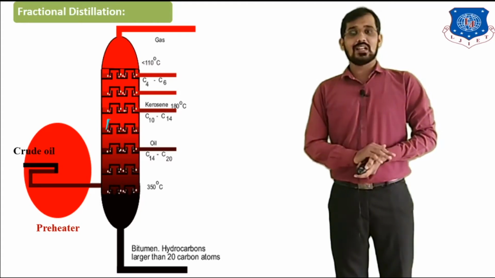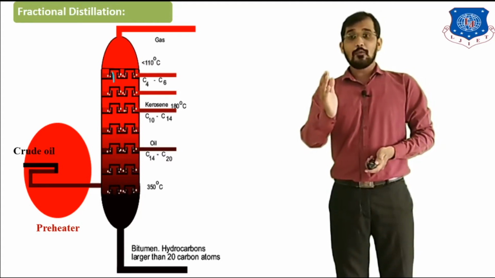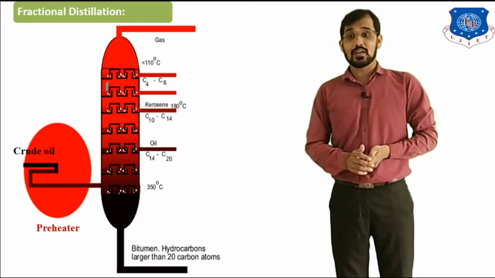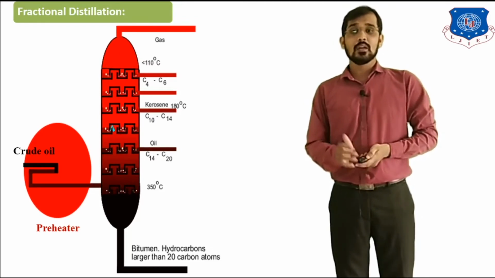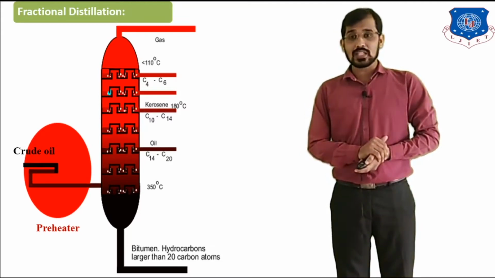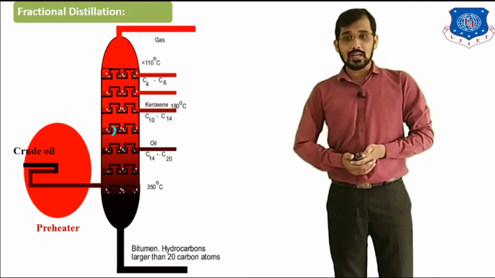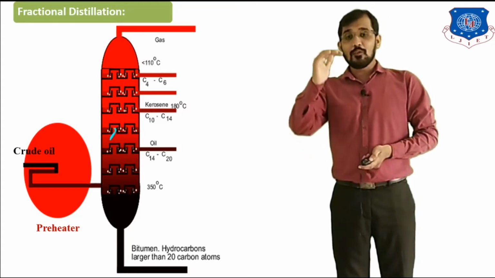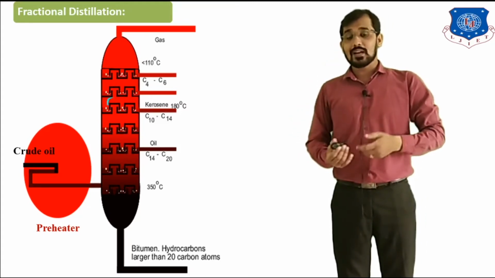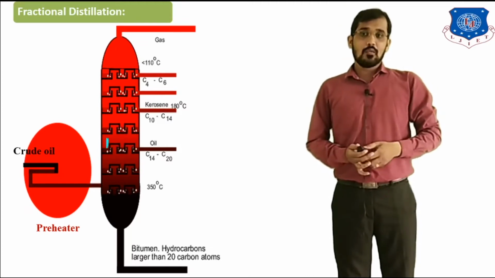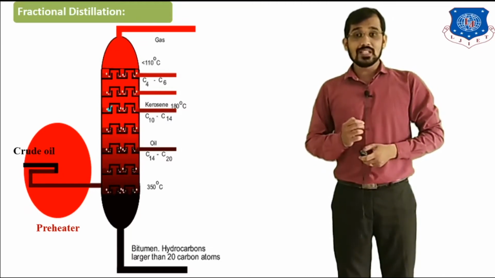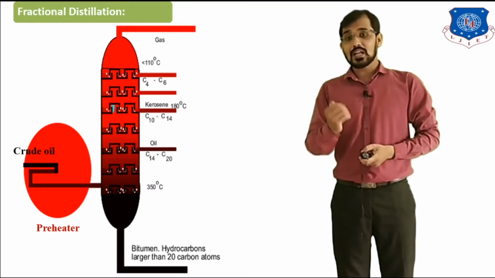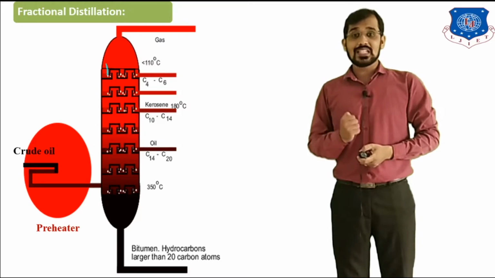And in a fractional distillation column, you can see there are different cuts available. The first one is below 110 degrees Celsius, where C4 to C6 components are separated. After that there is kerosene, that is C10 to C14 components. After that C14 to C20. Means there are different cuts available where we are removing the different components. For example, C4 to C6 means we are removing the gasoline. After that we are removing the kerosene. After that, in the next section, we are removing the diesel oil.